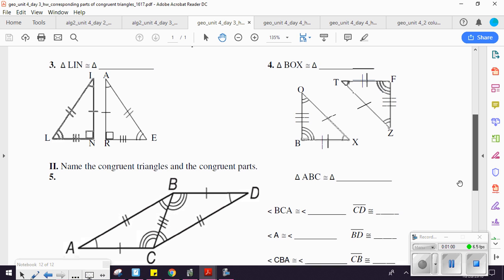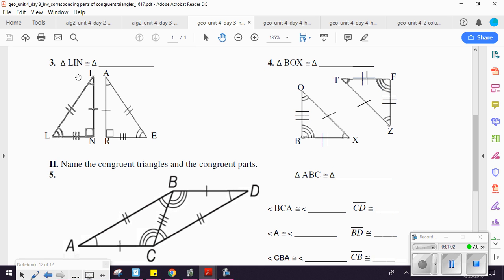Number 3, triangle LIN is congruent to triangle blank. So same manner, angle L has the same amount of markings as angle E, so that means that they're congruent. Angle I has the same amount of markings as angle A, so they are congruent. And lastly, it would be N is corresponding with angle R, so triangle EAR.